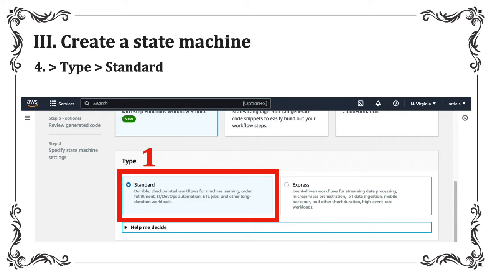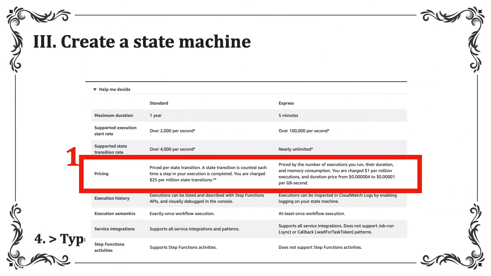Now, for a side-by-side comparison of both workflows, under type there is the "Help me decide" link. Click on it. We can quickly look at the table in Help me decide. Most of the comparisons here we have already seen in chapter 1, lesson 1, when we learned about the specifications of standard and express workflows. What we didn't cover is the pricing detail.